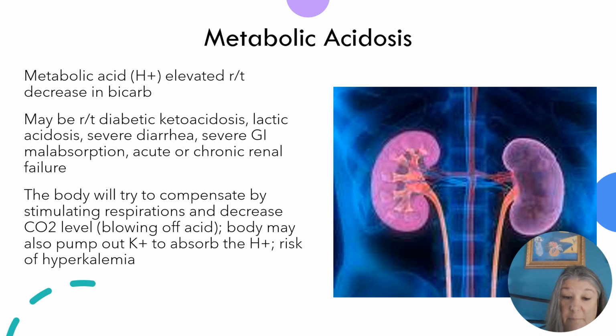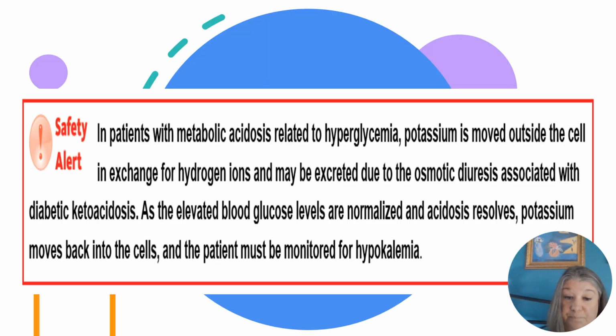The body's going to try to compensate by stimulating respirations and decreasing CO2 levels. So again, we're in metabolic acidosis. So even though we're talking about the kidneys, CO2 is still our acid. We're going to try to get rid of that. The body may also pump out some potassium to absorb the hydrogen. The problem is you are at risk then for hyperkalemia, and then we're going to have all those signs and symptoms of hyperkalemia. So you have to take that into consideration.